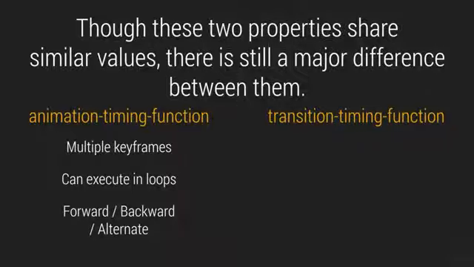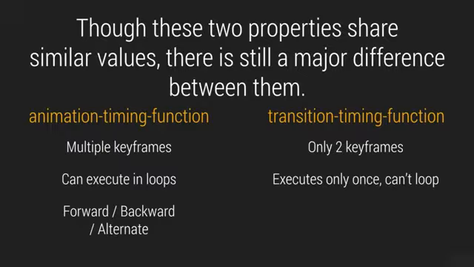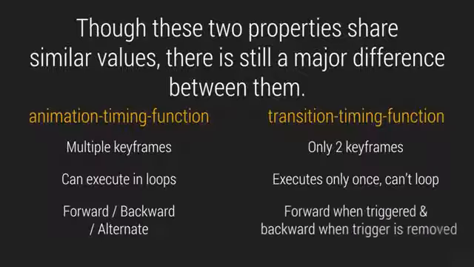Whereas the transition is defined on 2 keyframes only, that is, it moves from one keyframe to another, executing only once, as they cannot be looped like animation. They are executed when triggered and are executed again in reverse when the trigger is removed. So this is the difference between an animation and a transition and their related properties.